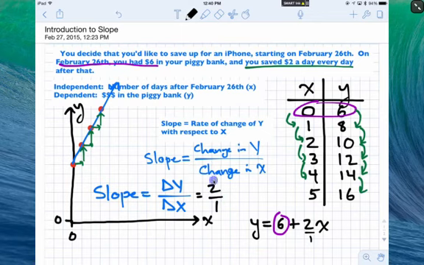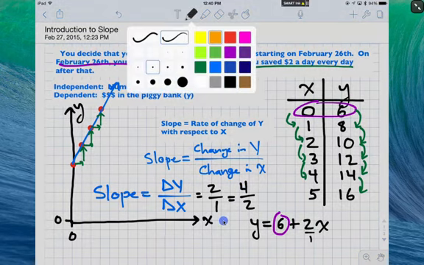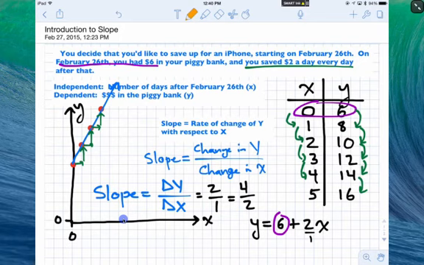Now this is a ratio, or a fraction, and there are many equivalent fractions to 2 over 1. We can write it as 4 over 2. And 4 over 2 means for every 2 days that go by, you put $4 more. So from 0 to 2, we went from $6 to $10, $4 more. Or from 3 days to 5 days later, $12 to $16. You went up $4. How does that show up in our graph? Well, if we were to go 2 days to the right, we would put in $4 more.